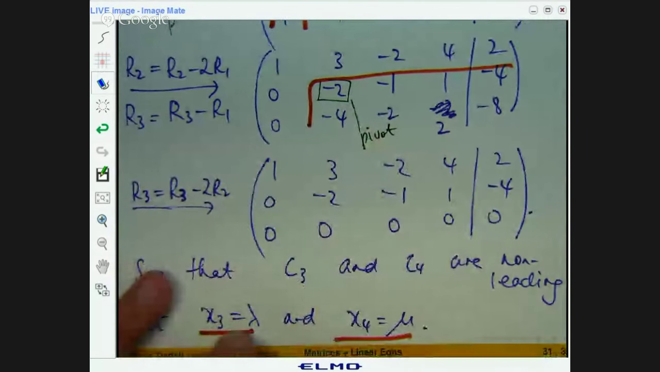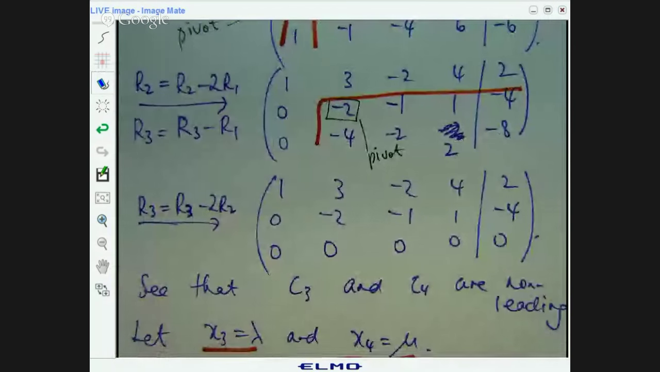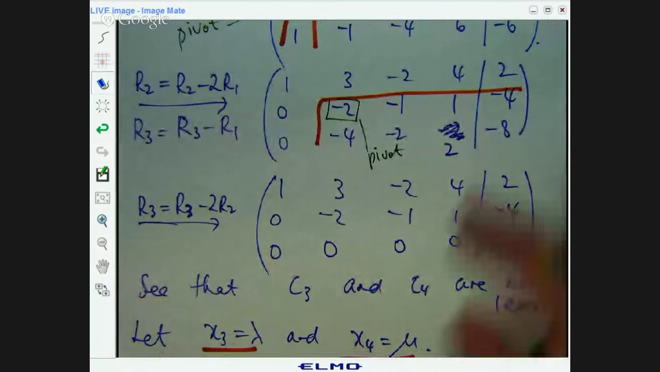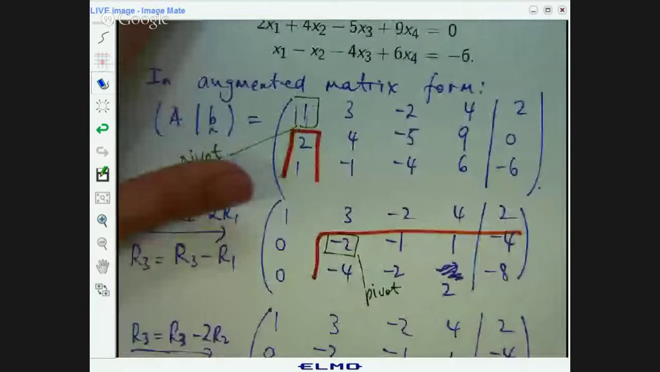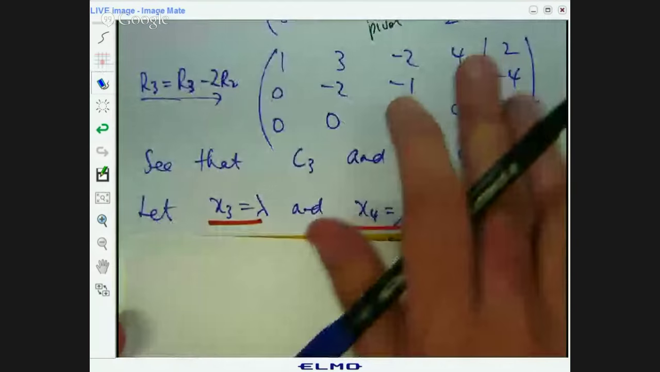So what we can do is introduce parameters. I'm going to let lambda equal x3, and mu equal x4. This is a common theme you can use if you have non-leading columns on this side of the matrix. What I'm going to do is then use back substitution to get x2 and x1 in terms of lambda and mu. All right, so we're working with this matrix here.